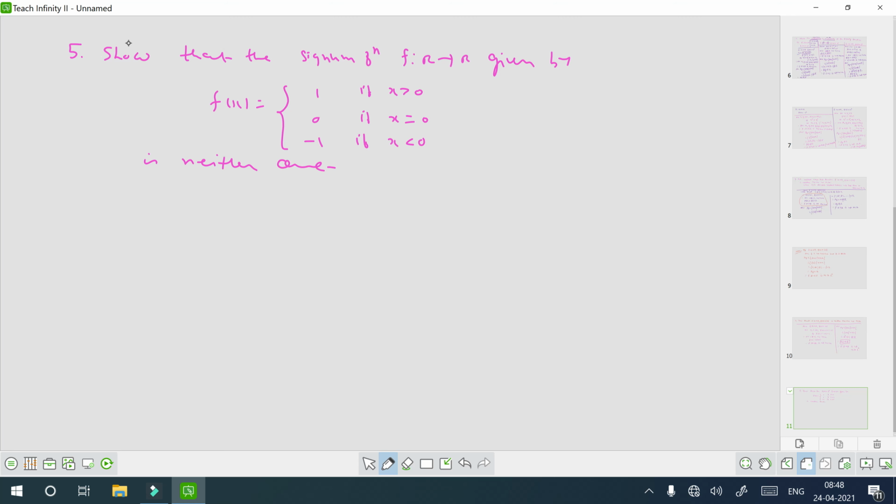Next, example number 5. Show that the signum function f from R to R given by f of x is equal to 1 if x greater than 0, 0 if x is equal to 0, minus 1 if x is less than 0, is neither 1-1 nor onto.